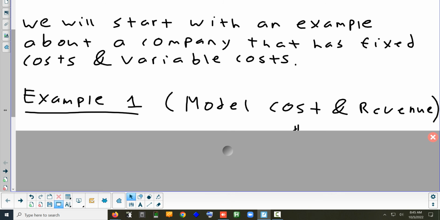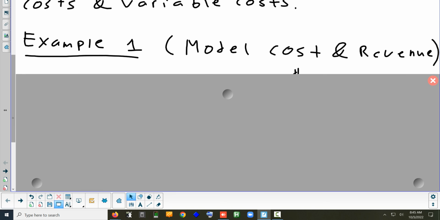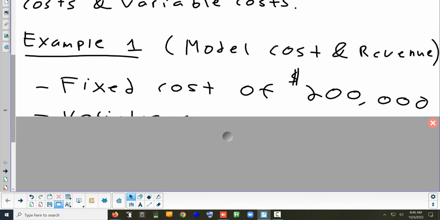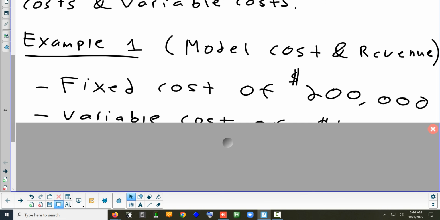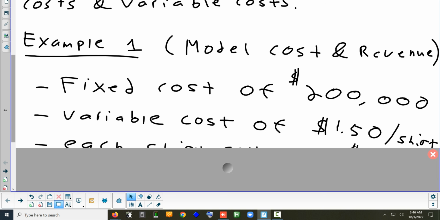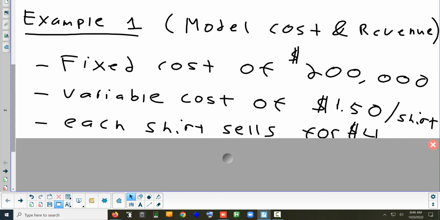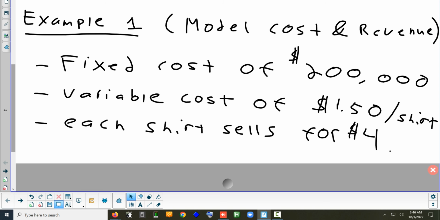Because the more shirts that they make, maybe the more ink they have to use. So every shirt costs a little bit for the ink. Every shirt costs a little bit because you have to buy a blank shirt to print on. All right, so every shirt costs them money. So this company has a fixed cost of $200,000, and it costs them $1.50 for every shirt that they make. And that's variable, because that changes depending on how many shirts they make. But they sell each shirt that they make for $4.